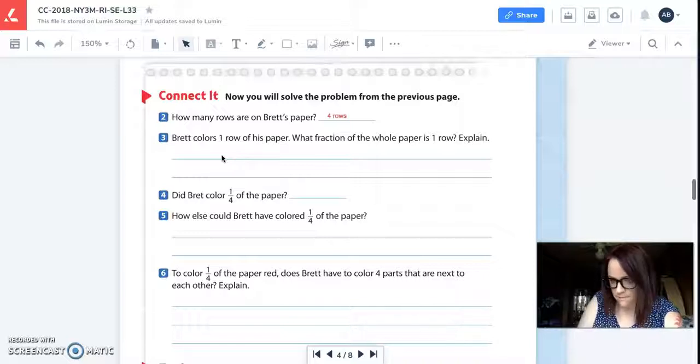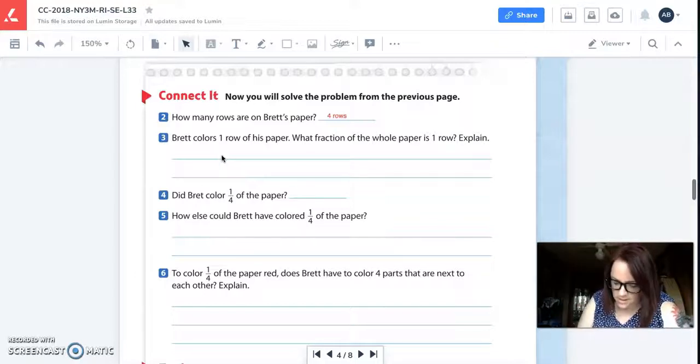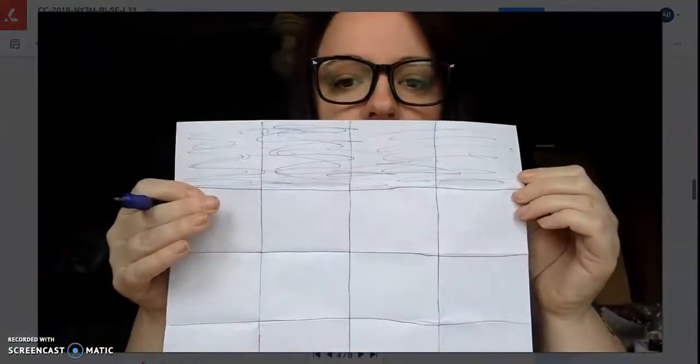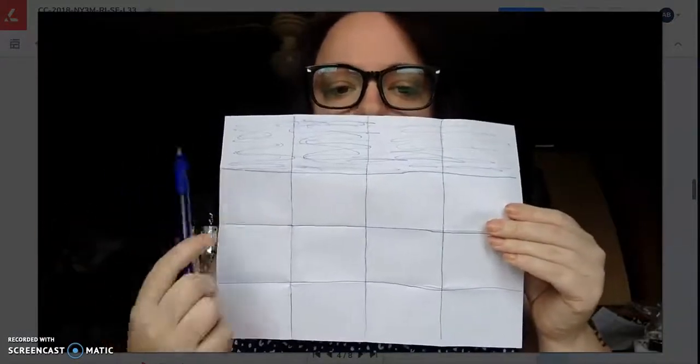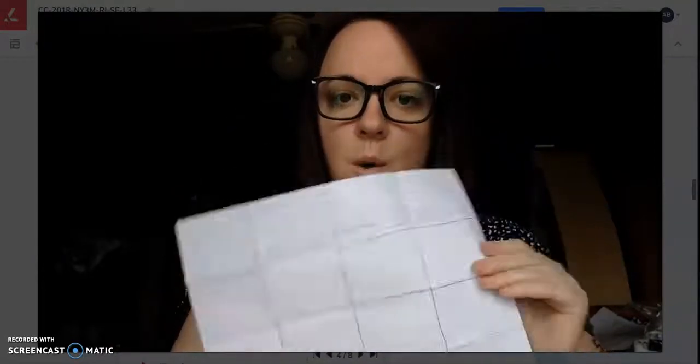Remember, I don't have red, but I'm going to use my pen. You can probably hear me coloring. Okay, so he colored a little bit better so you can see it. Okay, colored 1 row up top. Can you see it? I'll even make it bigger. There. Okay. So now what fraction is colored? 1 what? 1, 2, 3, 4. So 1/4.